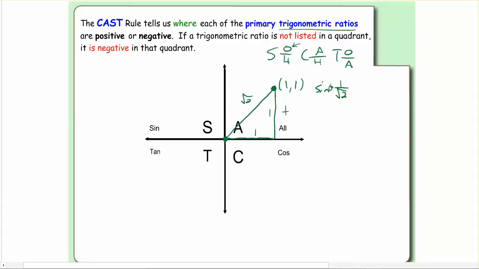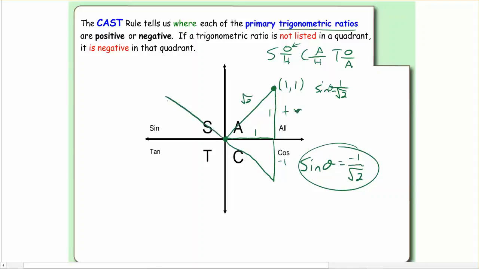I can't say the same for sine if I was down here and I had 1, negative 1. So this is 1 and this is negative 1 coming down, right? Now for sine, I'd have sine theta equal to negative 1 over square root 2. So you can see that my sine ratio is now negative down here, but it was positive up there.